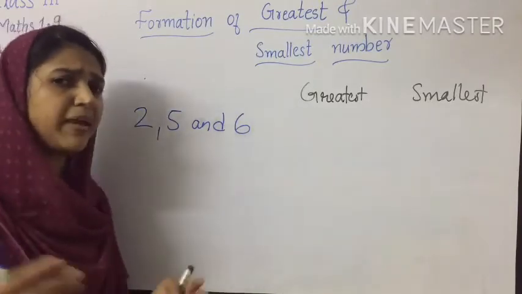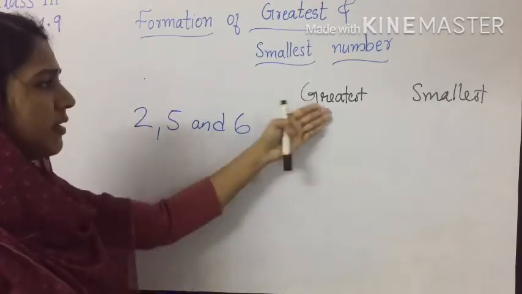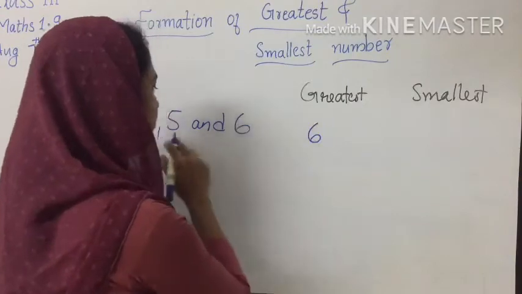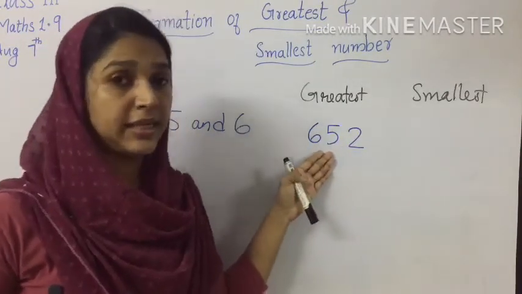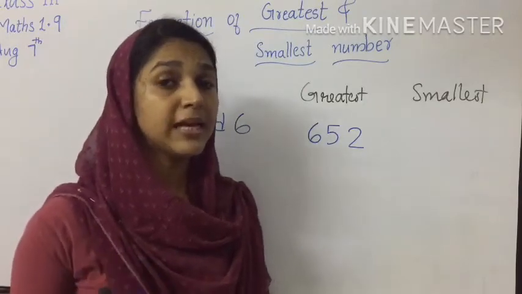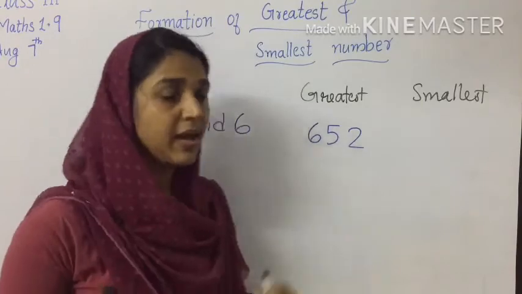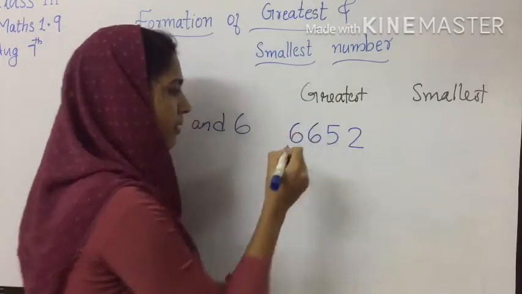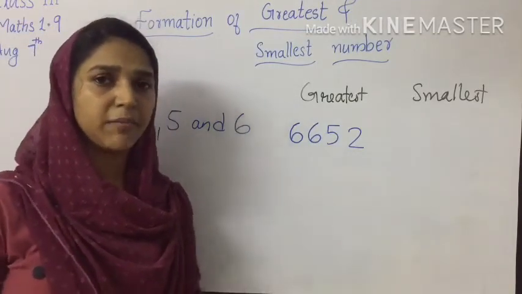First, for making the 3-digit number, it's very easy. 2, 5, 6. The greatest number among these is 6, then 5, then 2. This will be the greatest 3-digit number. How to form the greatest 4-digit number? Just repeat the greatest number. That means put a 6 here. So it will be the greatest 4-digit number.